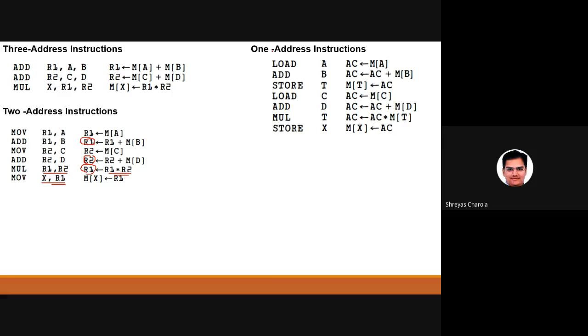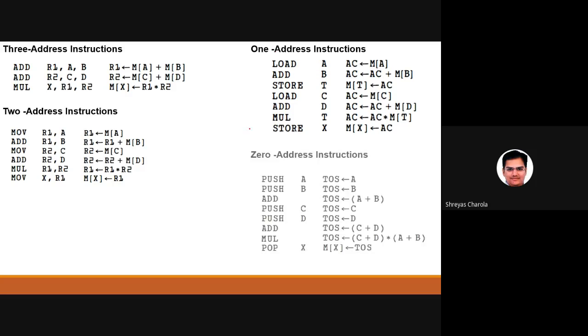So this is a one address instruction. When you write an LDA, data from that location will come to the accumulator. Add B, okay. So store the data, again load C, add D, multiply and then store. So this is a single addressing mode, okay. And last, zero addressing mode.